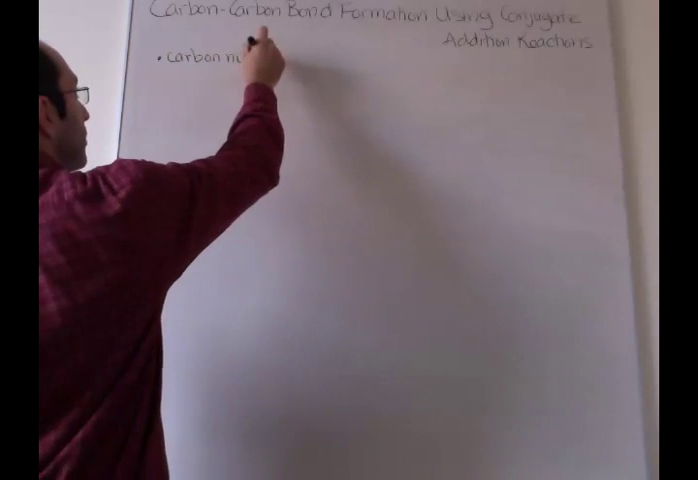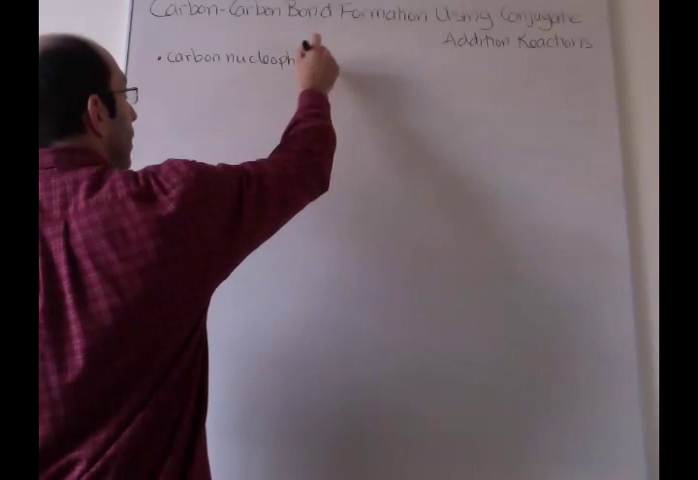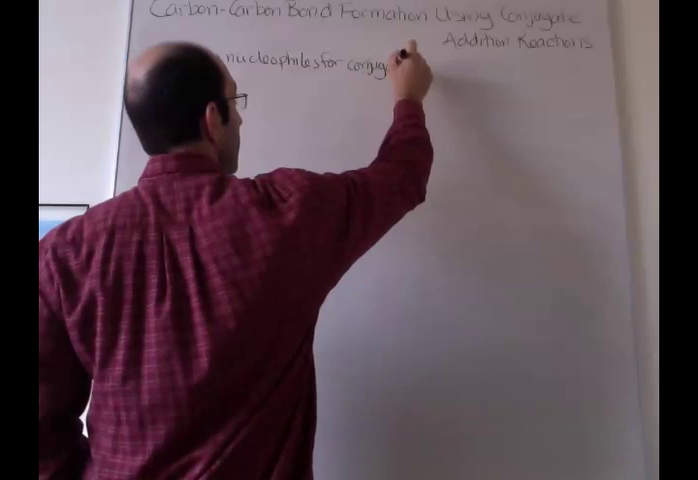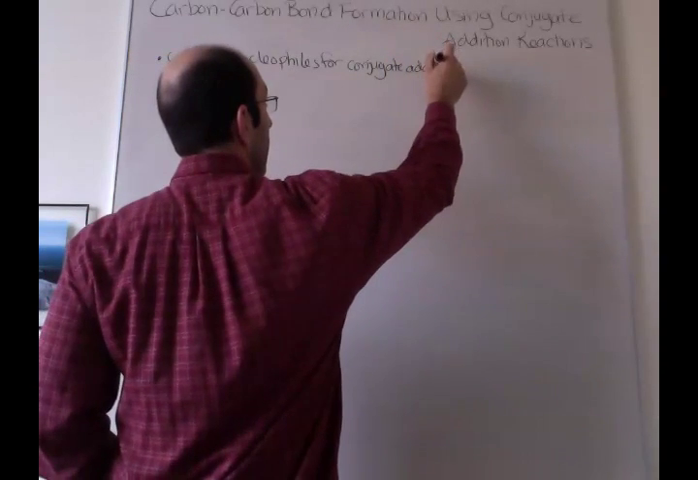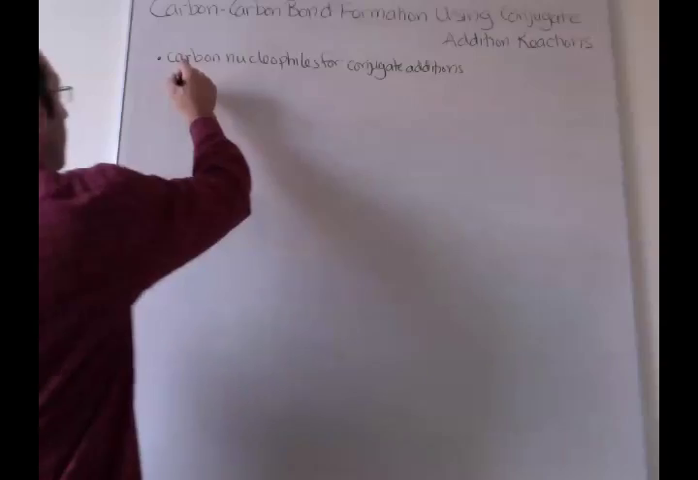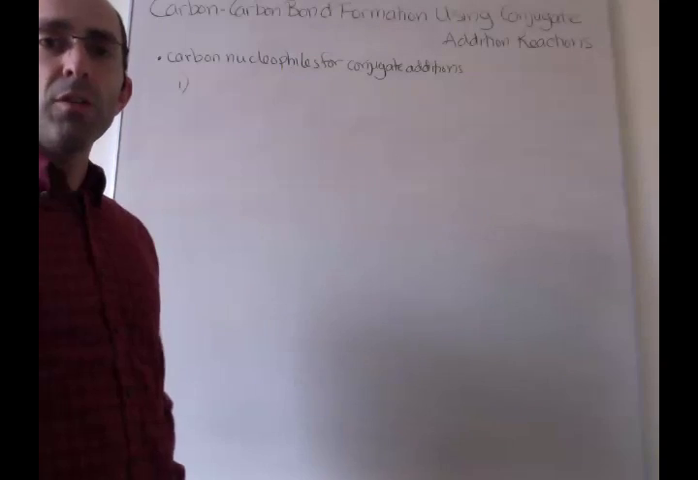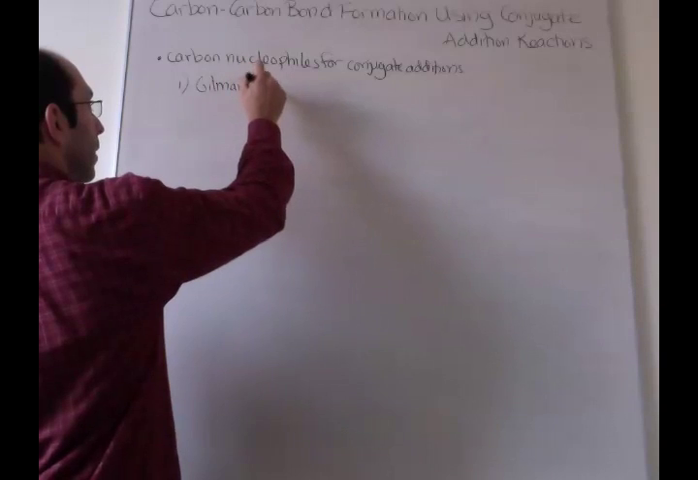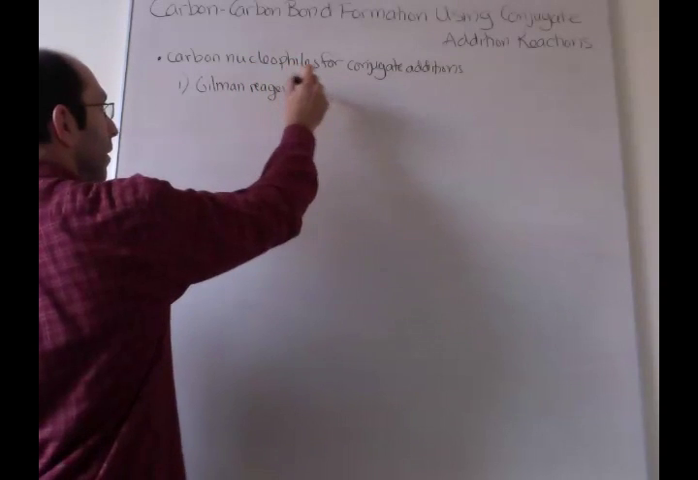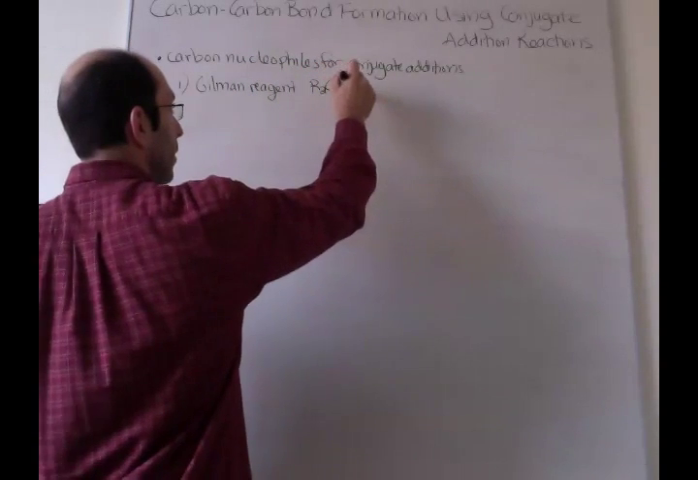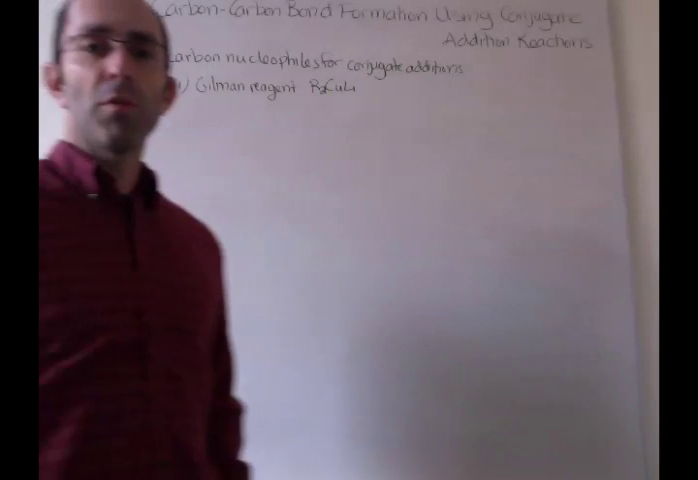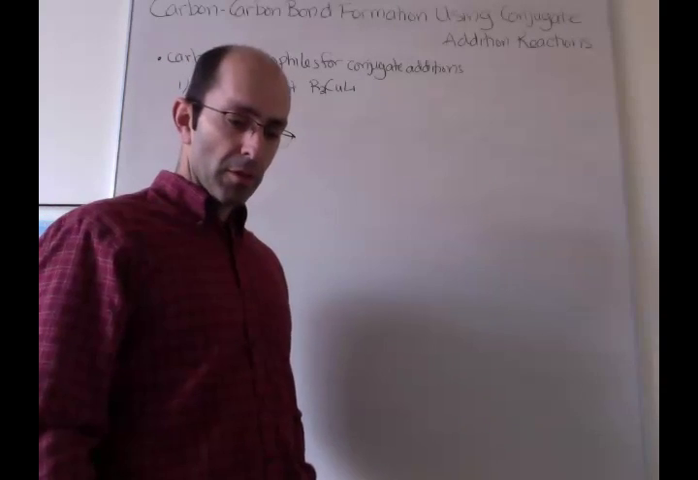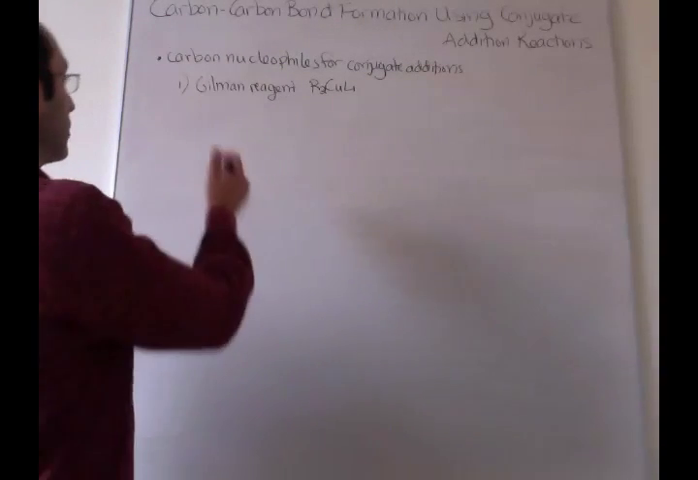Carbon nucleophiles for conjugate additions. The first one we've seen and used already. It's a Gilman reagent. Alright, so R2 copper lithium. We should be familiar with this, and it's something that we've used quite frequently in the past, so we should be ready to use that.